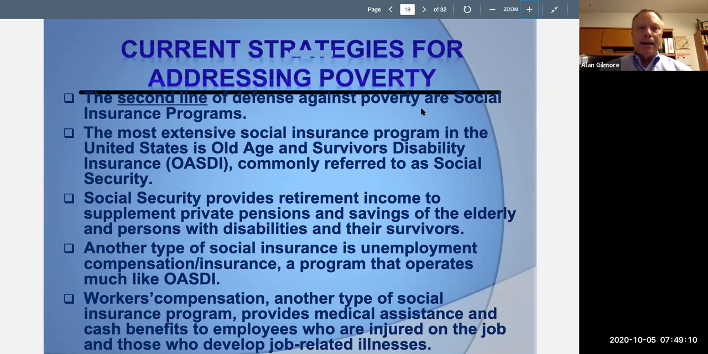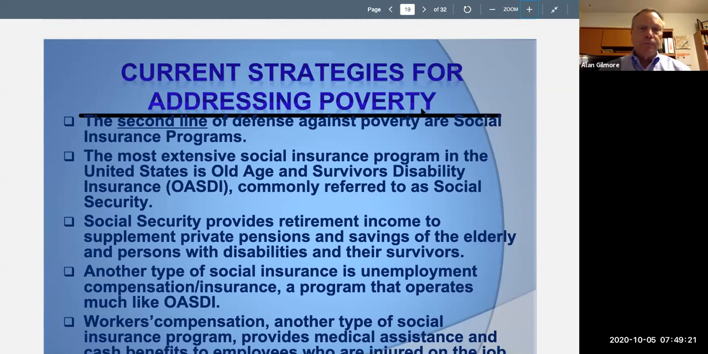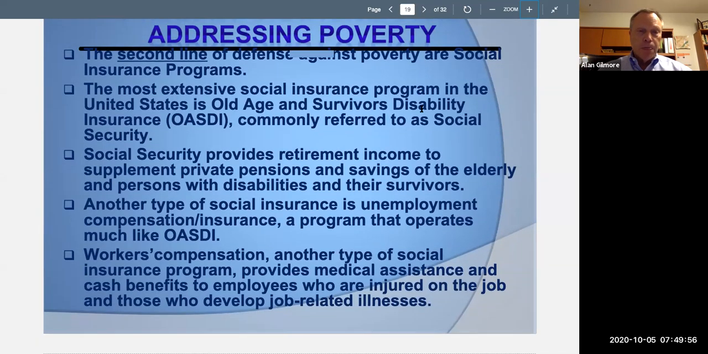So when you think about that idea of an insurance program, it's important to recognize that many of you have been paying for years into a social insurance program. So these are almost always going to be deductions that are coming out of your paycheck. And the most extensive social insurance program in the United States is OASDI, Old Age and Survivors Disability Insurance, which we commonly refer to as Social Security. We've talked about Social Security when we talked about the New Deal, but just to review, Social Security provides retirement income to supplement private pensions and savings of the elderly and persons with disabilities and their survivors.